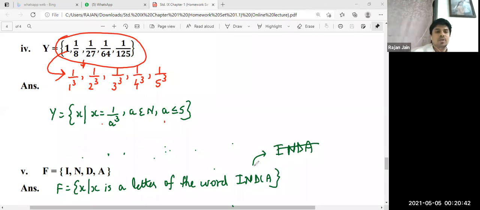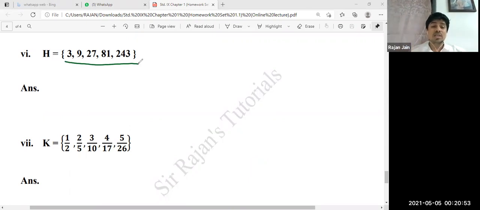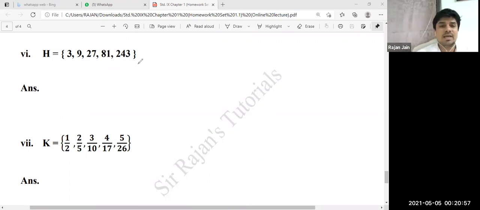Going to the next one, question number 6. Okay, H is a set of 3, 9, 27, 81, 243. Now try to recollect these elements a little. What is the specialty over here? This will come automatically after a little practice. Actually, my first element is 3 raised to 1. The second element is 3 square. Then it is 3 raised to 3, 3 raised to 4, 3 raised to 5.